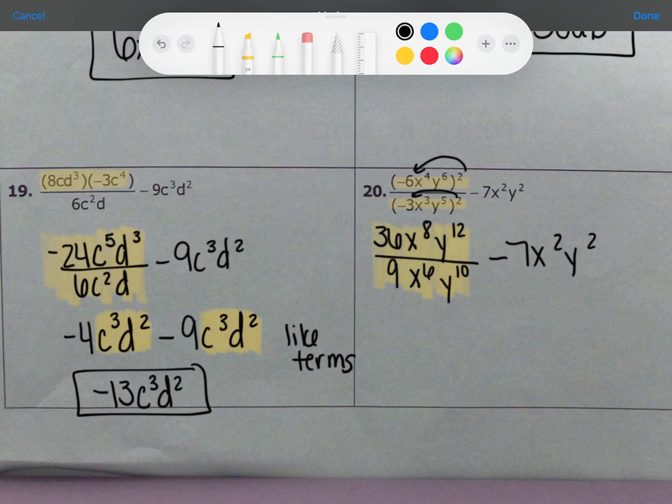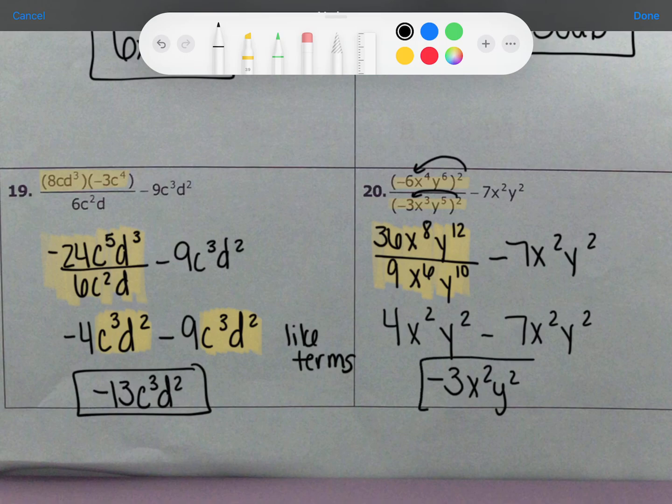To divide means to divide the big numbers. So that gives me a 4 and subtract the exponents. What do you notice? The x's and the y's match. So again, these are called like terms. And so I get -3x squared y squared because I remember not to put my variables together. Add the exponents we do not do when we're combining like terms.